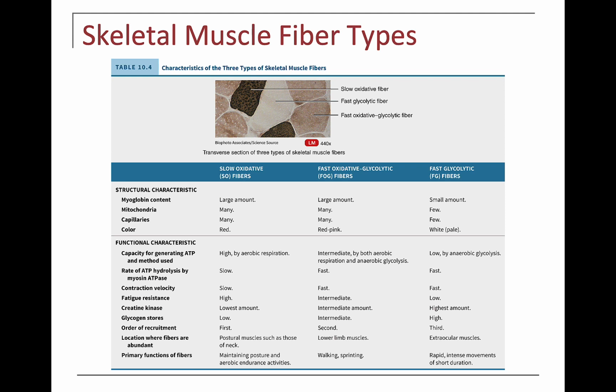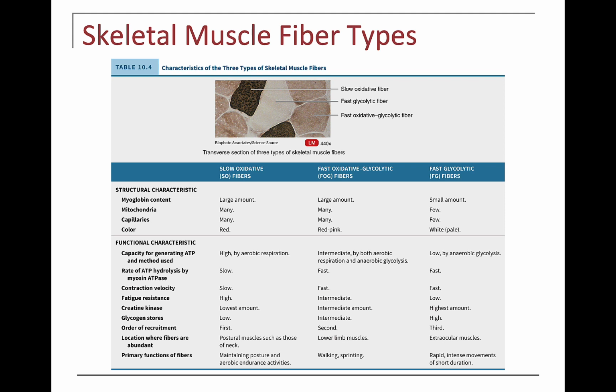And you can see in their structure, their color relates to their myoglobin content, mitochondria, and capillaries. So the oxidative are going to have the most of those. Fast oxidative glycolytic have many, and fast glycolytic refer to glycolysis. So these rely on glycolysis. So these are going to be more fast twitch fibers and things that are used for quick movements that are very powerful, but not really long-term movements.